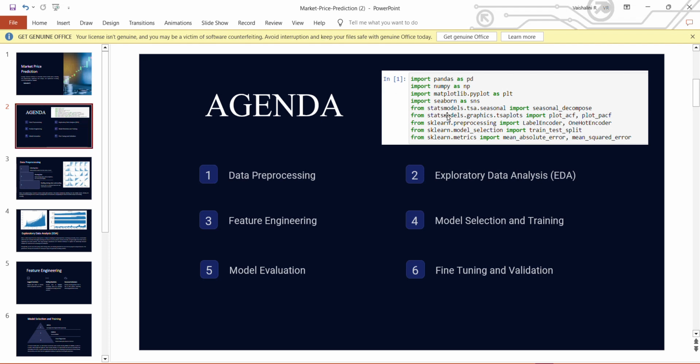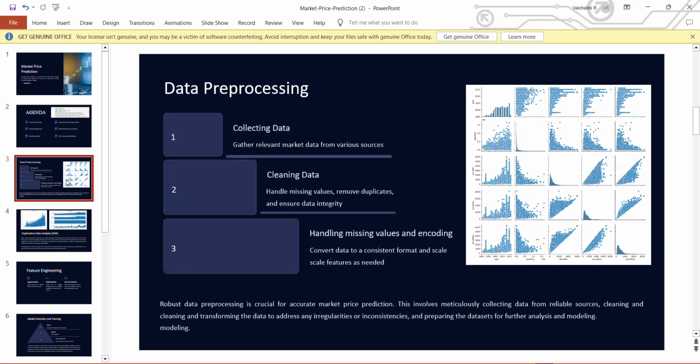These are the important libraries imported. And the first process is data pre-processing. Our first step was to load and explore the data set. The three main steps here are collecting and cleaning the data, handling missing values, and encoding variables. We check for missing values and fill them using the forward fill method. We encoded categorical variables using label encoding. The date column was converted to datetime format and set as the index for time series analysis.